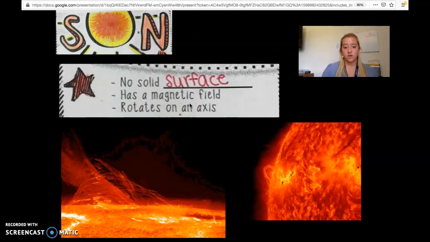The sun has no surface, and it has a magnetic field, and it rotates on an axis. So if you were to think that maybe you would like to stand on the sun, 1, it is way, way, way too hot for you to stand there, and 2, you couldn't stand there anyways because it's not solid. The sun, like I said, is made up of mostly hydrogen and helium, which we know are gases, not solids. Helium is more concentrated towards the core of the sun, but they are still both gases, so it is not solid.